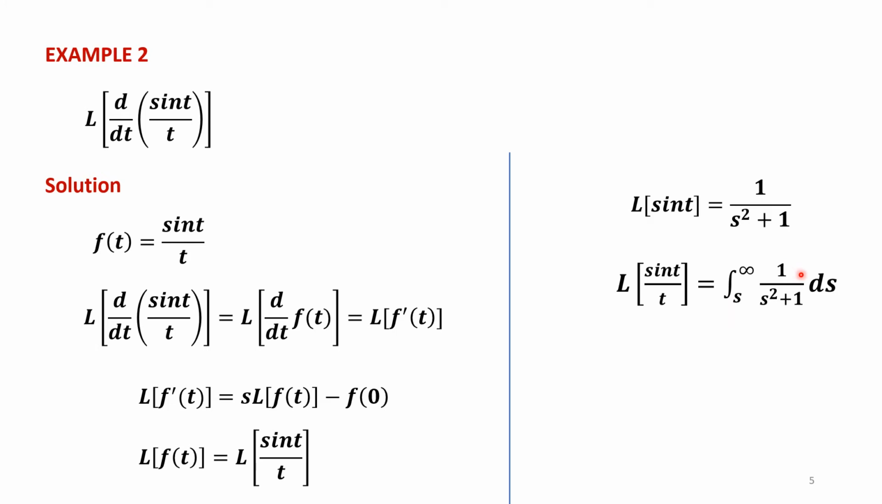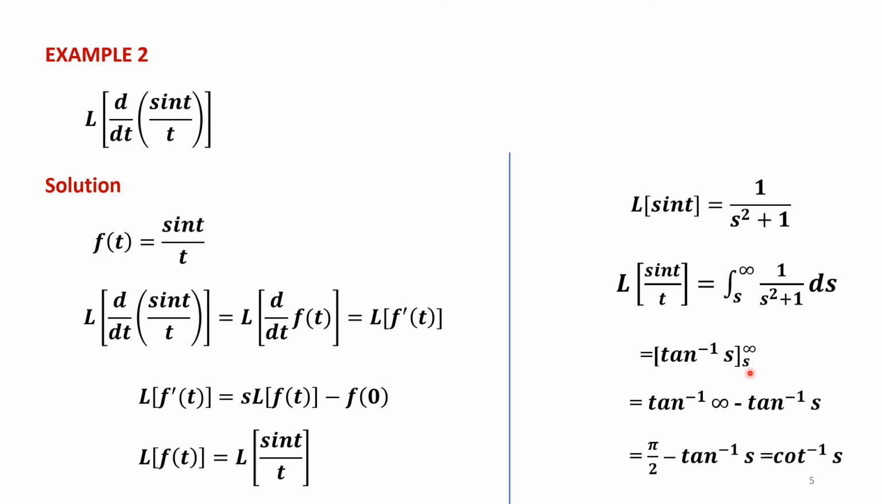So the integral from s to infinity of ds upon s square plus 1 is tan inverse of s, between the limits s and infinity. Applying the upper limit, tan inverse of infinity is pi by 2, minus the lower limit tan inverse of s. And pi by 2 minus tan inverse of s can also be replaced by cot inverse of s.